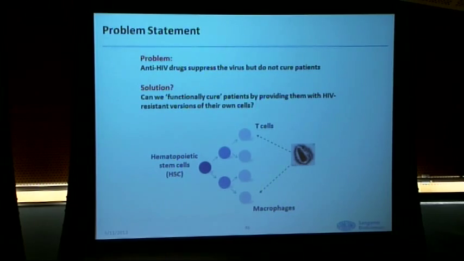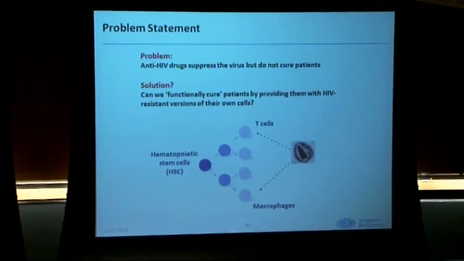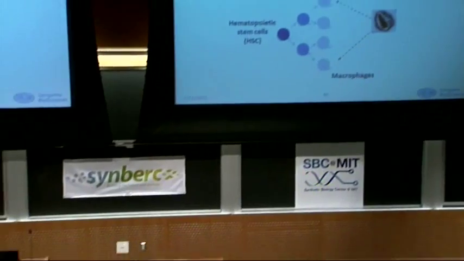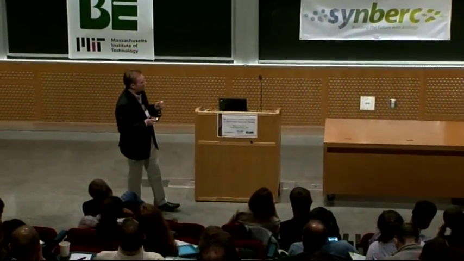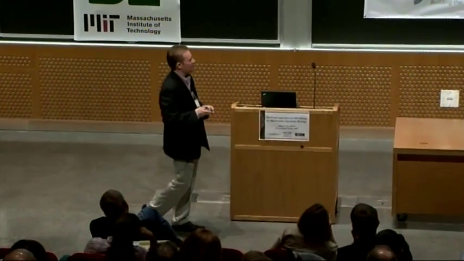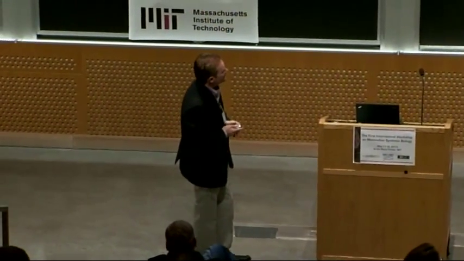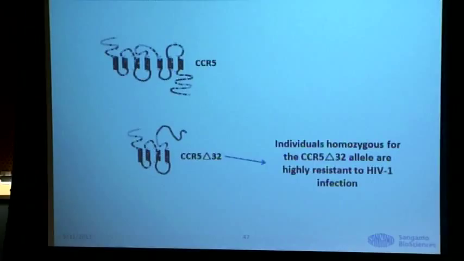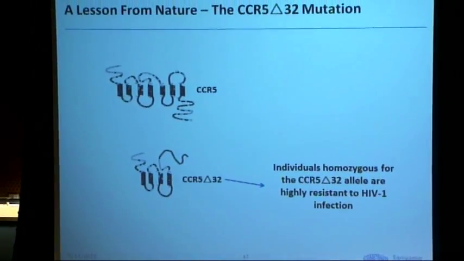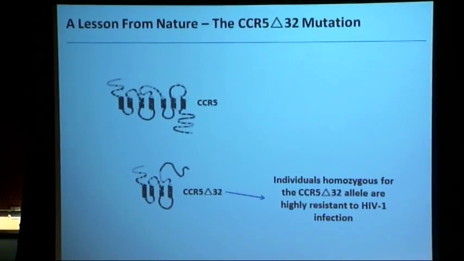And so we have work in the clinic focused on T cells, which are, of course, the principal cell lost in HIV. But we also have efforts in hematopoietic cells as well, and I'll just focus on that today. So the goal here is to take a lesson from nature, and that is that the CCR5 protein, which is a co-receptor for HIV entry, is known to be necessary for entry of HIV-1 into cells.